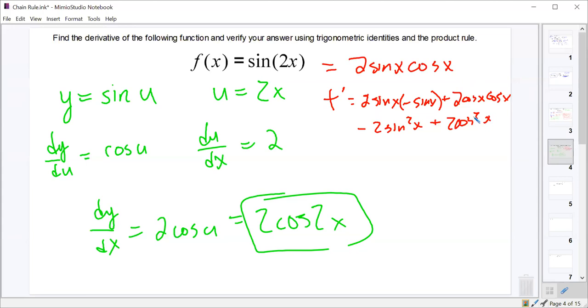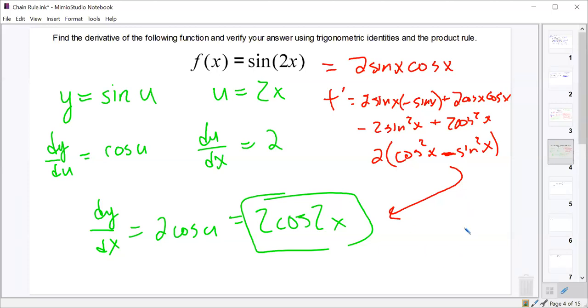And I could factor out the 2 from both of those. If I write the positive one first, we got 2 times cosine squared x minus sine squared x. And with any luck, you know that cosine squared x minus sine squared x, because you memorized those identities I told you to memorize, is equal to cosine 2x. So that should be the same thing. Everybody good there?